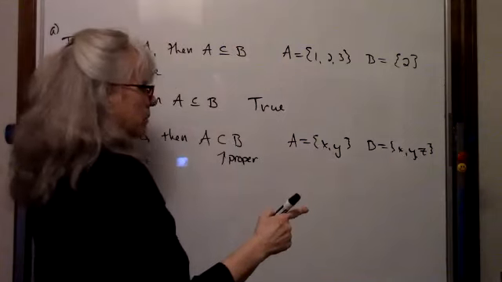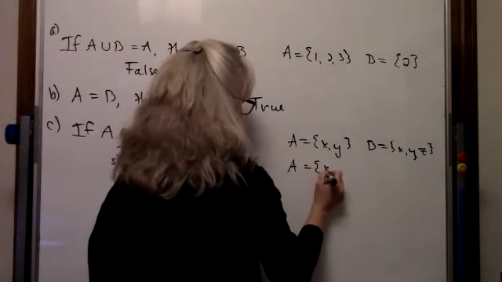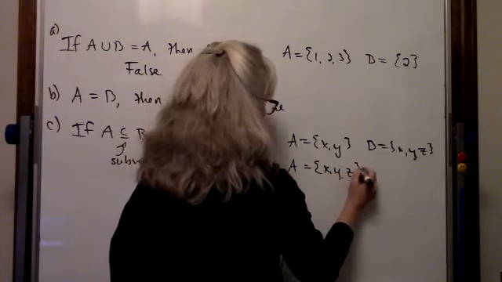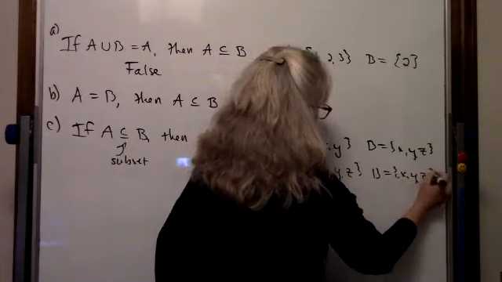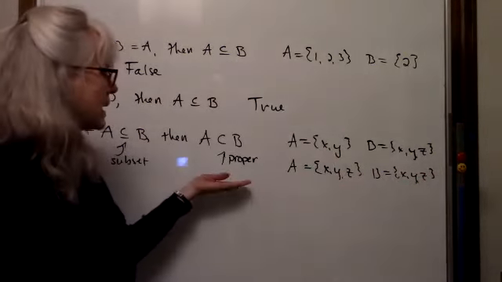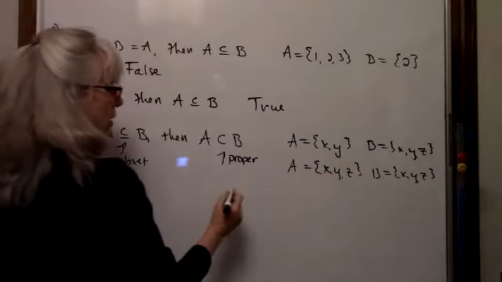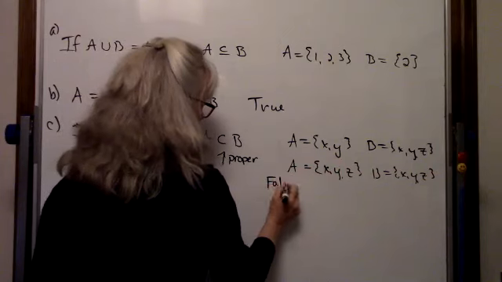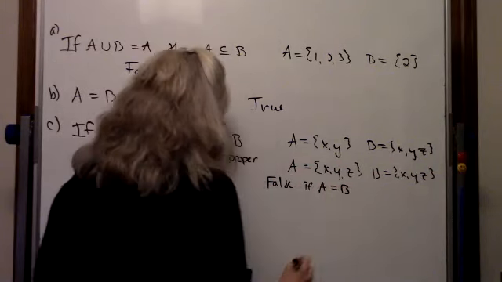That's true, right? But what if we let A be the set {X, Y, Z}, and B also be the set {X, Y, Z}? So the first condition is still true. A is a subset of B, but it's not a proper subset because they're equal to each other. So it's not true if they're equal. So it's false if A equals B.